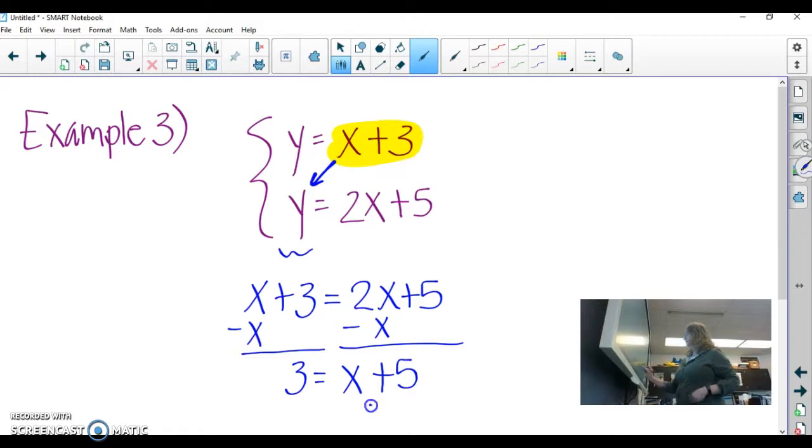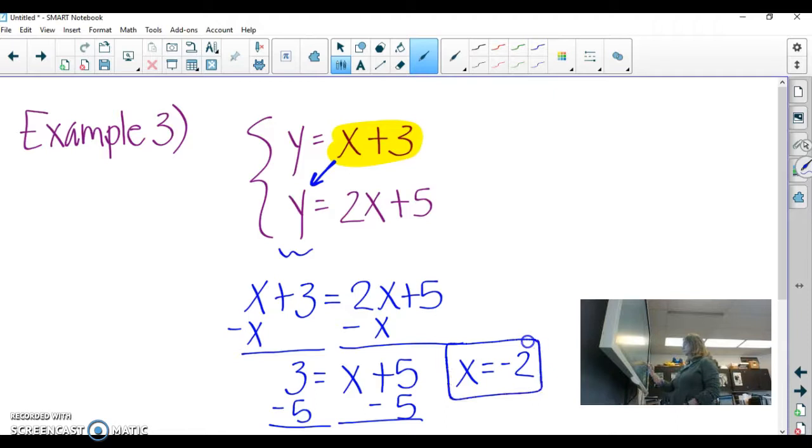Keep going, subtract 5, and I get x equals 3 minus 5, which is negative 2. Don't forget the little negative sign. Now I know that x is negative 2, I have to figure out what y is, and you can use either one of the equations.